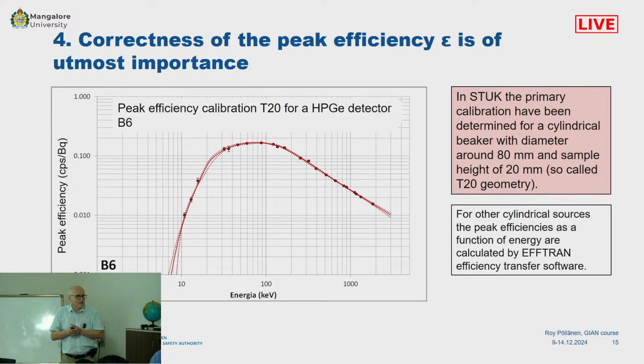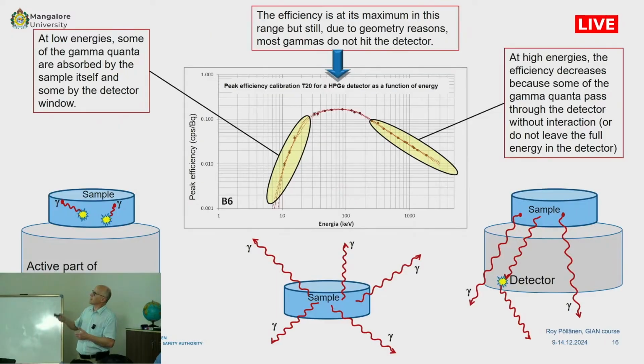All right, do you have any questions on that? Question, because efficiency is a very important parameter. It is important if we want to have quantitative results, and that is our goal, of course. But sometimes we can just want to identify the nuclides. Then there is no need to know the efficiencies. All right, let's go further.